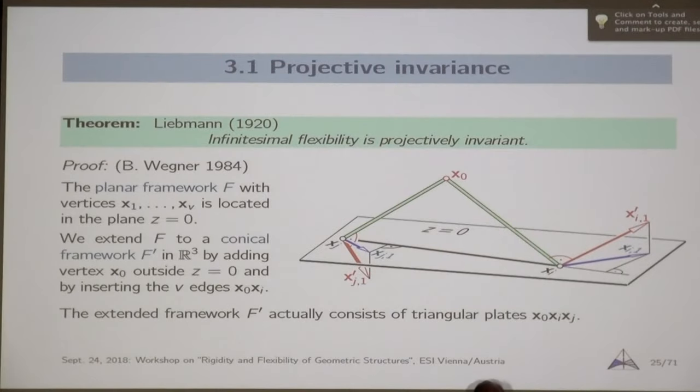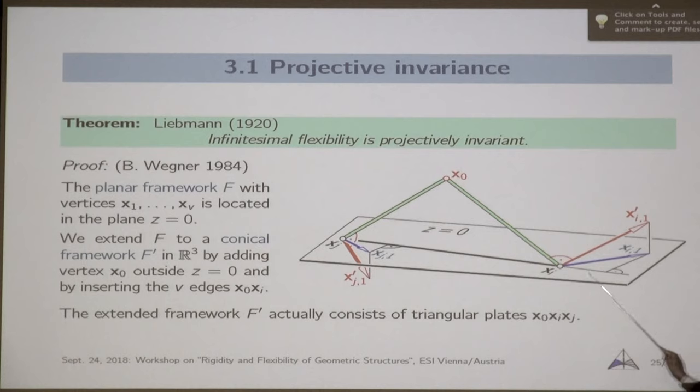Think we have a planar infinitesimally flexible structure. That means we have in the plane the bars and the blue velocity vectors which satisfy the projection theorem. That means the components have equal lengths, this one and this one. And now we add an additional point outside. We keep it fixed, so the velocity vector is zero. And we add these green bars.